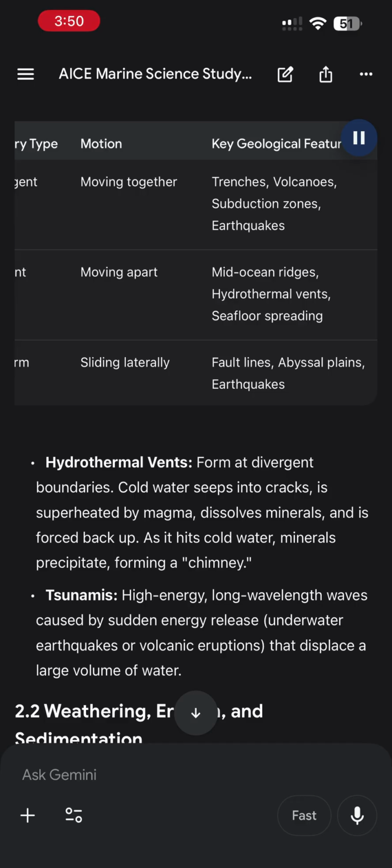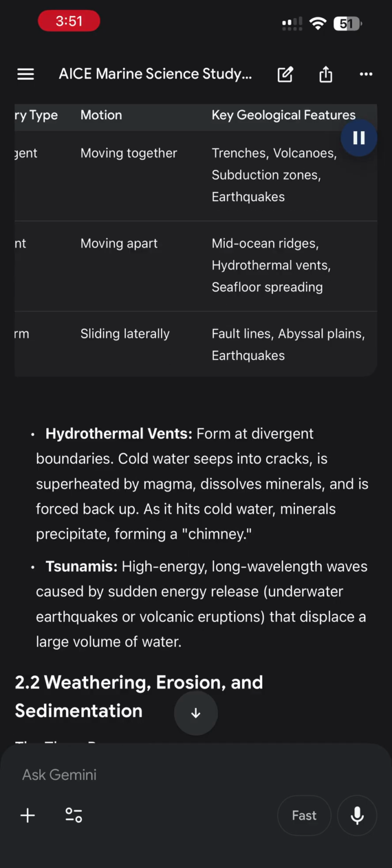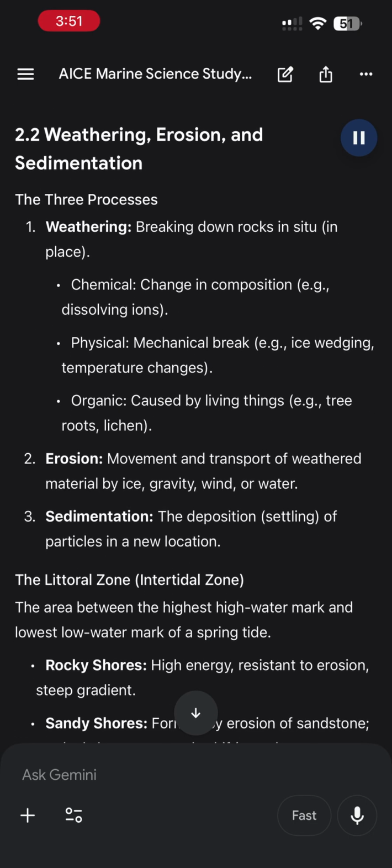Tsunamis: high-energy, long-wavelength waves caused by sudden energy release, underwater earthquakes or volcanic eruptions that displace a large volume of water. 2.2 Weathering, erosion, and sedimentation.